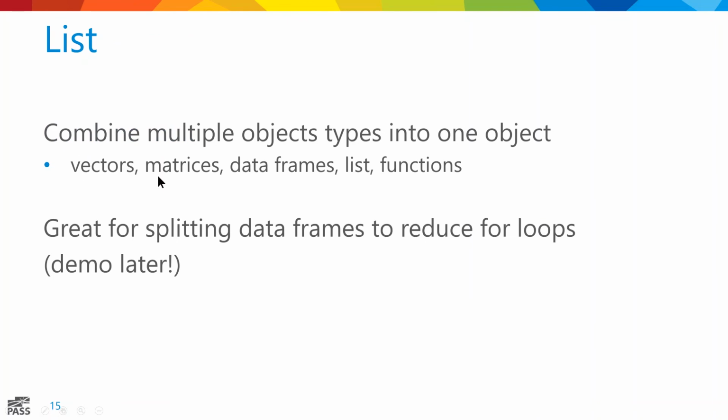And finally, lists. Like I said, they combine multiple object types into one object. They can be made up of any of these things: vectors, matrices, data frames, lists, functions. I have a demo later where I use lists to split data frames up by a category, creating multiple versions of that data frame in what's called a list. We have multiple data frames in one list, and then in R we can use special functions called lapply that say go to that list and apply this function to each object in that list. So you can do things really fast that way in R, so that you don't have to loop through to make changes. You can have R optimize that. I'll show you a demo of that later.